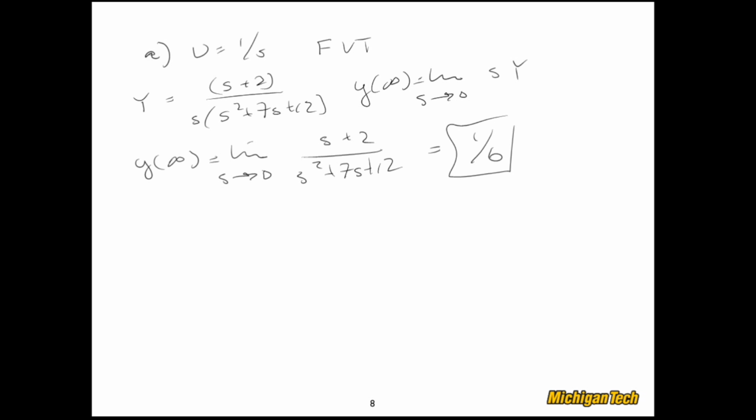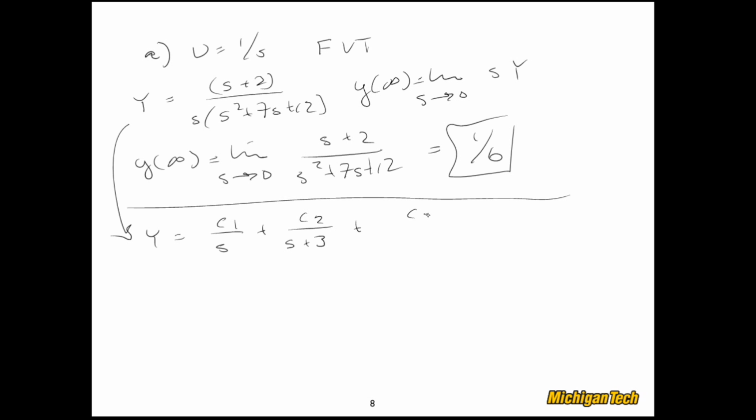Interesting. Now let's go ahead and check that using inverse Laplace transforms. I'm just going to take that y and expand it into a partial fraction expansion: c1 over s, c2 over s plus 3, and c3 over s plus 4. Now, when I go to the time domain, I'm going to get c1 plus c2 e to the negative 3t plus c3 e to the negative 4t.